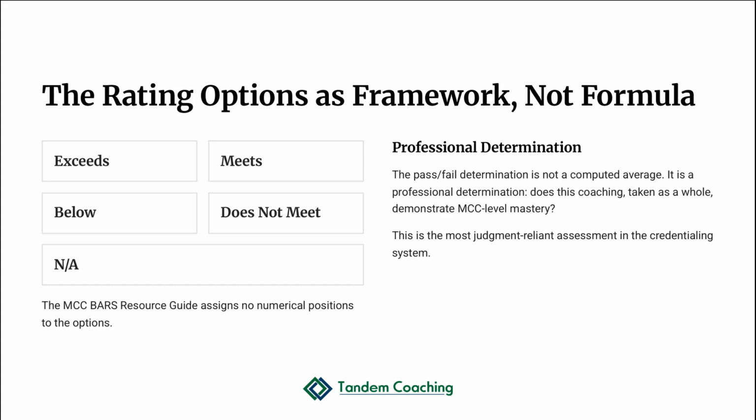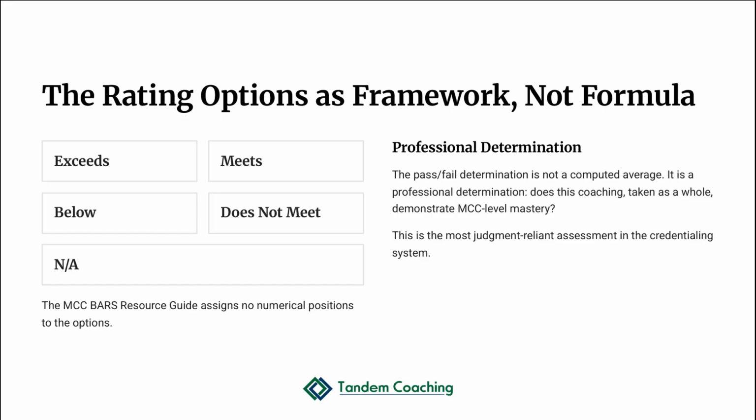Assessors rate each behavioral statement using the MCC BARS rating options. Exceeds the standard, meets the standard, below the standard, does not meet the standard, plus NA in the rare cases where the behavior had no opportunity to appear. The MCC BARS resource guide assigns no numerical positions to the options. Assessors use the qualitative anchors directly. There is no MCC equivalent of the ACC scoring algorithm's 2.8 threshold.